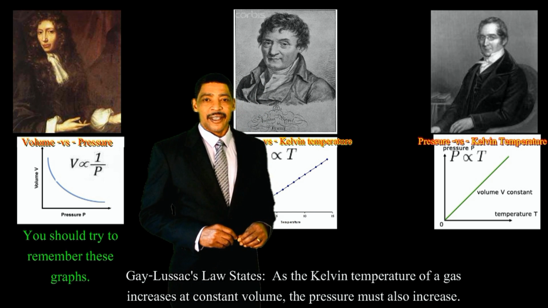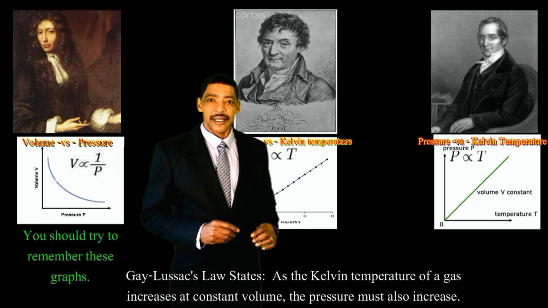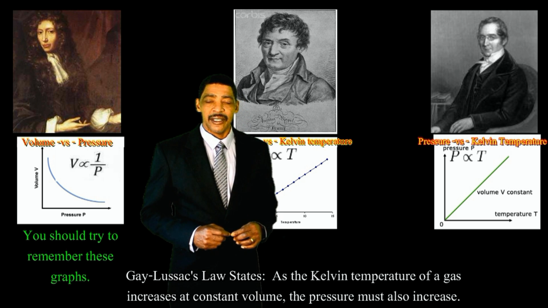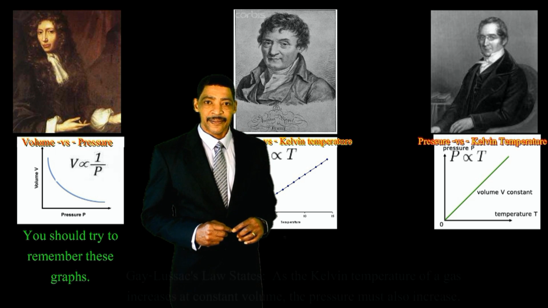Gay-Lussac's law states that the pressure and the Kelvin temperature of a gas are directly proportional, and this graph represents the relationship between pressure and Kelvin temperature according to Gay-Lussac's law.